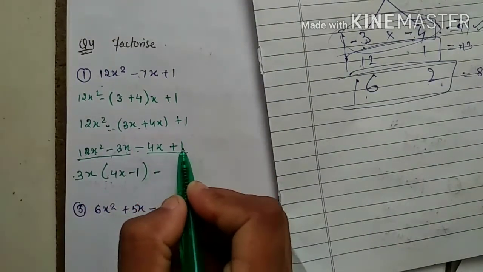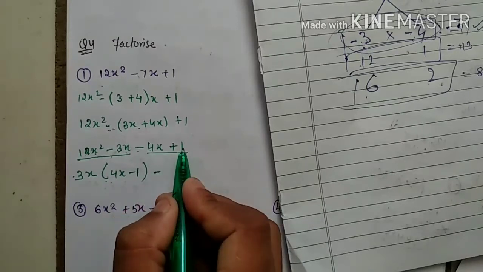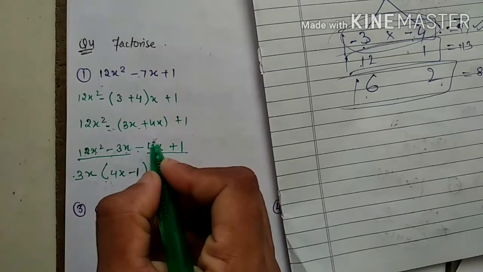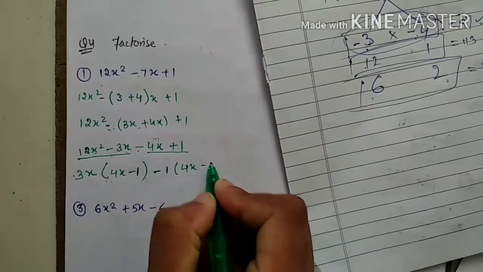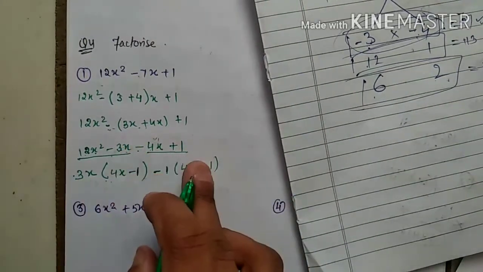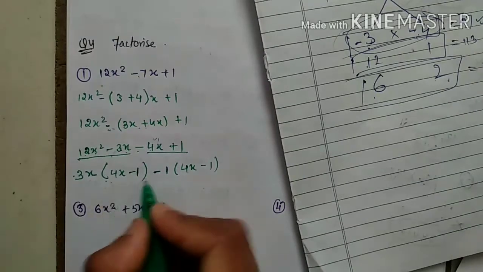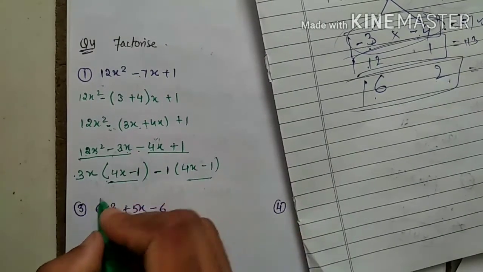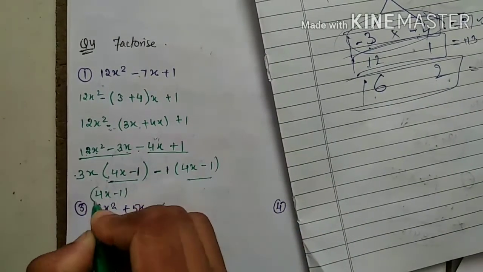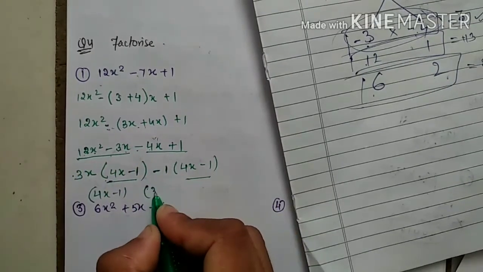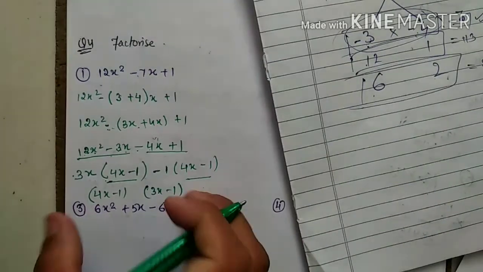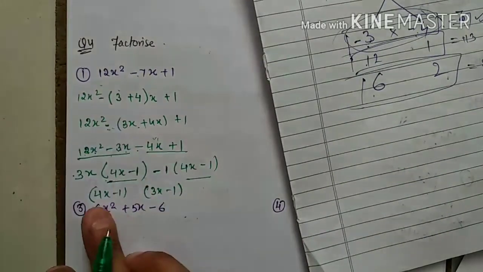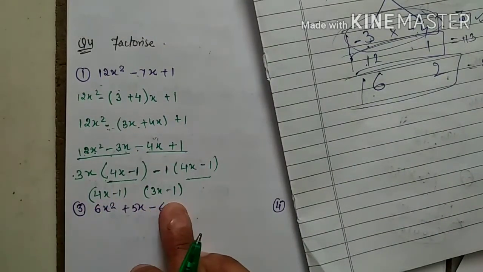Second thing, 4x plus 1. Here 4, here 1. So there is no common factor, but there is a common of 1. So I am taking 1 as a common. What remains? 4x minus 1, because minus is taken common, so minus positive becomes negative. So you can see this bracket and this bracket are the same. So what will you write? 4x minus 1, and this you have to write together, 3x minus 1. This is the solution of this question. You can say the factors of this question are 4x minus 1 and 3x minus 1.